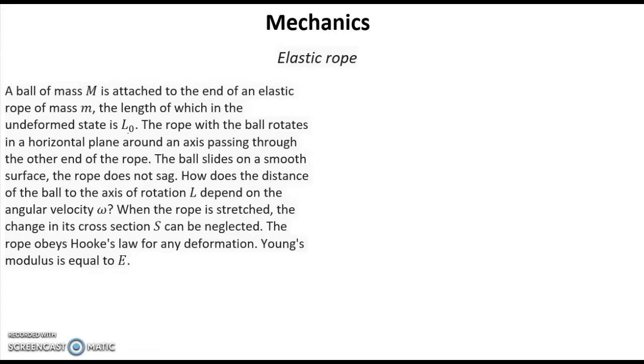Rotating elastic rope. A ball of mass big M is attached to the end of an elastic rope of mass small m, the length of which in the undeformed state is L0. The rope with the ball rotates in a horizontal plane around an axis passing through the other end of the rope. The ball slides on a smooth surface. The rope does not sag.